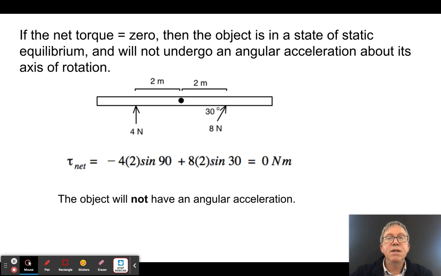But if the net torque equals 0, then it's not going to rotate. And that leads us to an interesting series of problems called torque static problems. So if I look here, I have -4 newtons acting 2 meters away at 90, like I had before. Now I have 8 newtons acting at 32 meters away. And when I sum this up, I get 0. What that tells me is this object is not going to have any angular acceleration.